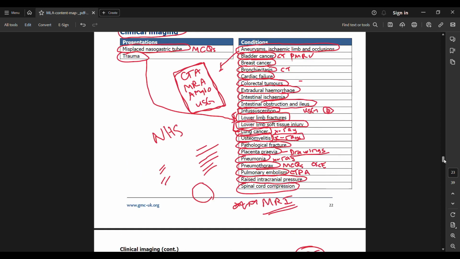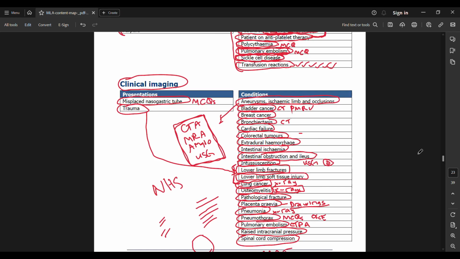So that's what you need to keep in mind when it comes to clinical imaging.